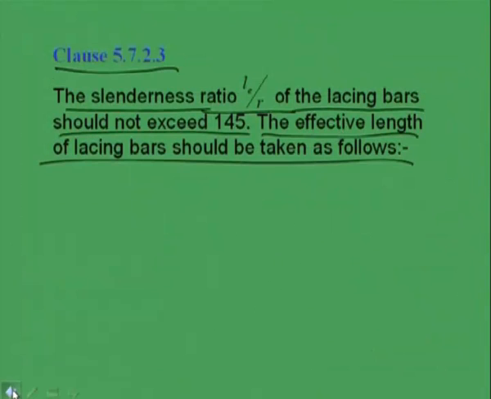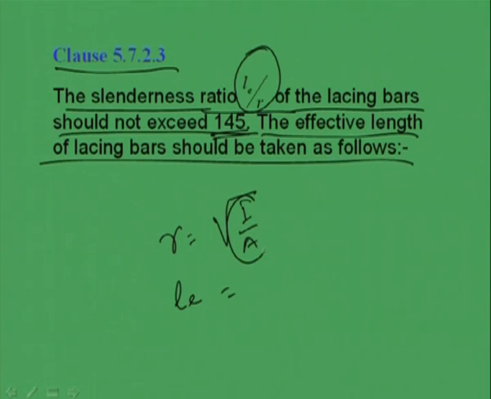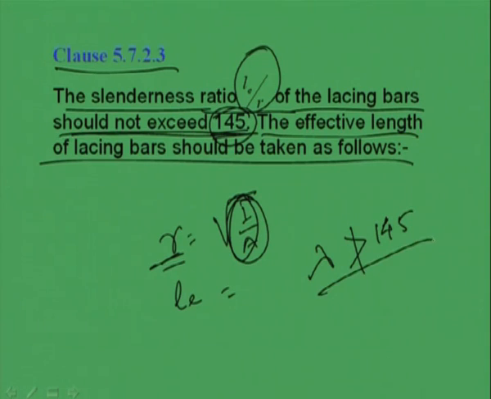Why is it required? Because the slenderness ratio has to be calculated from this effective length, LE by r. Now, r we know, r is nothing but the square root of I by A of the lacing bar, and LE we can find out from the table. Then we have to see whether it is exceeding 145 or not, and accordingly we have to find out the dimension. Accordingly we have to find out the radius of gyration, and if it is exceeding, then we have to change the dimension, that means change r, in such a way that the slenderness ratio does not exceed 145. That means lambda should not exceed 145, that has to be checked, right.